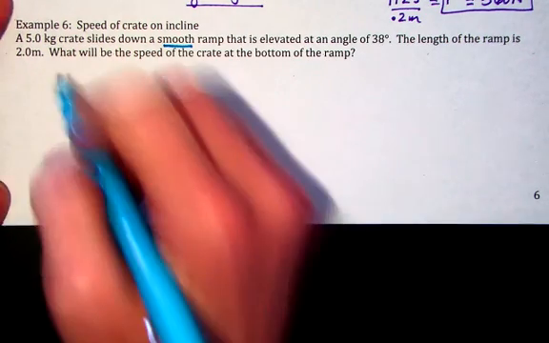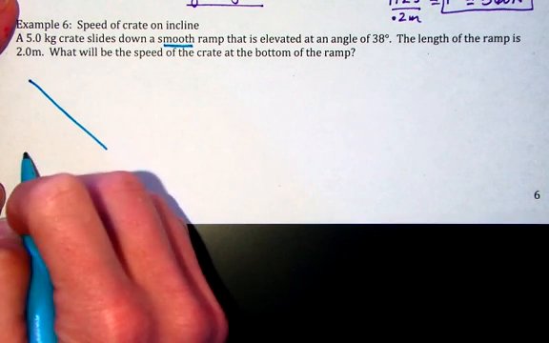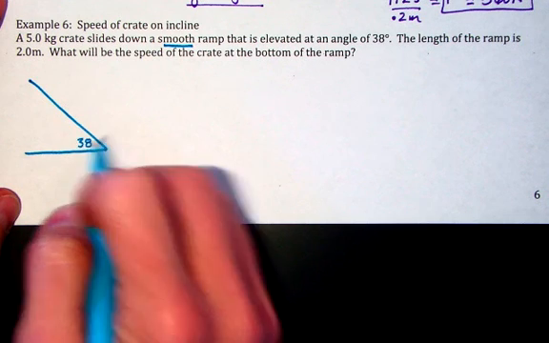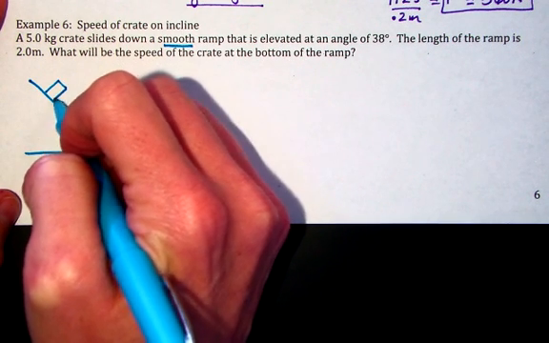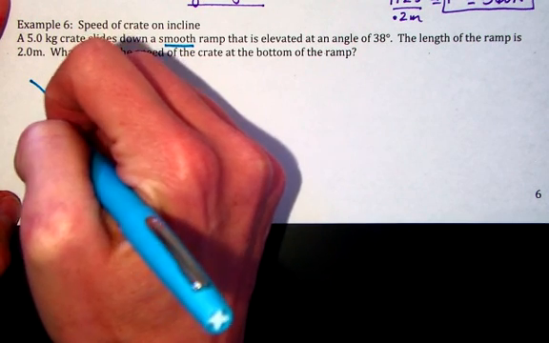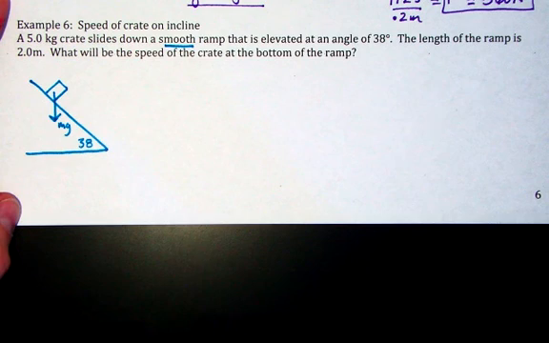So we know how to do this using kinematics, but the question is, how do we do this using work energy? So here's 38, and here's our crate. What are the forces working on our crate? We have gravity, and what's the other one? Our normal.